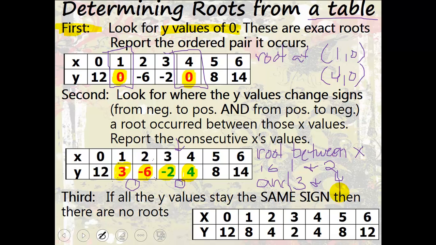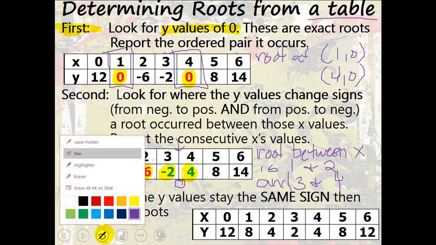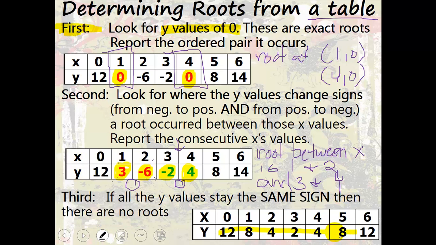Third, you could have all of your y values have the exact same sign. Notice how these are all positive. That means that this is my smallest y value and everything is above it. We could have all negatives and there would be no solutions, so there would be no roots. No solutions, no roots.